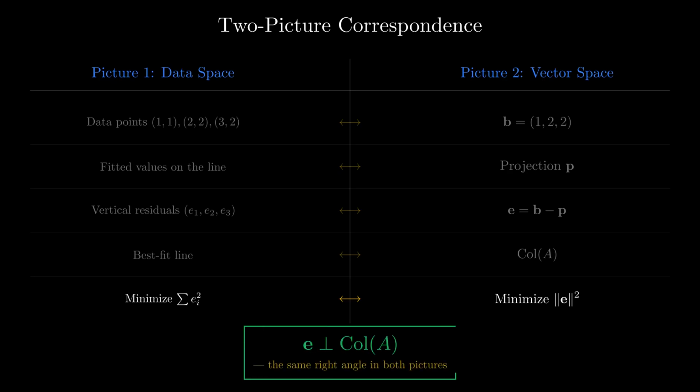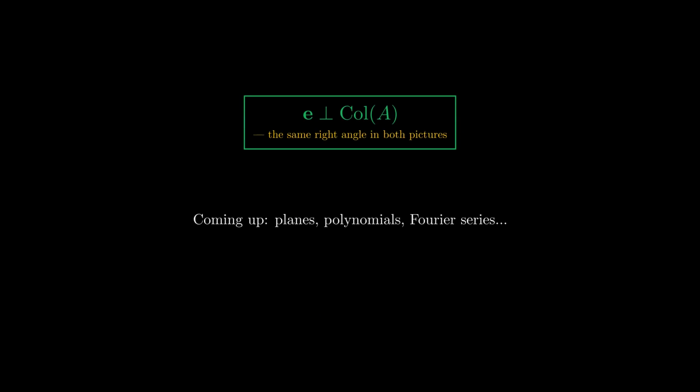In both pictures, the error is perpendicular to the space of things you can control. E is orthogonal to the column space of A. It is the same right angle seen from two different windows. That is the geometry of least squares, and this projection idea generalizes far beyond fitting lines. It extends to planes, polynomials, Fourier series, and any linear model you can imagine.